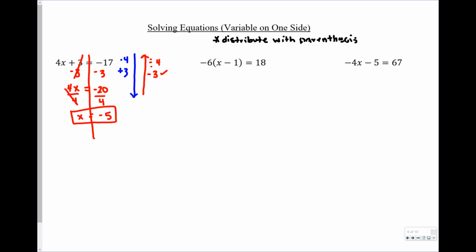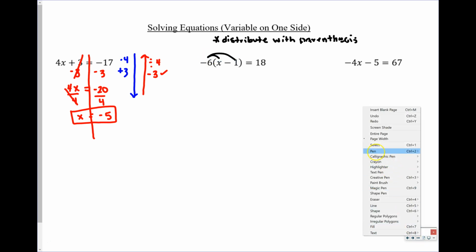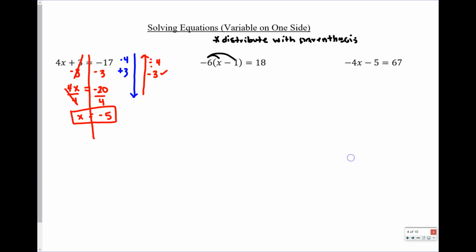Okay, distribute with parentheses. So I'm going to draw my little distribution marks. Distribution means we multiply. So when I do that, I get negative 6x. Negative 6 times negative 1 is a positive 6. And then I bring my 18.